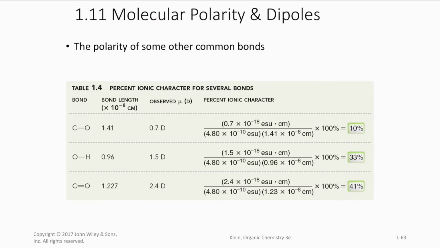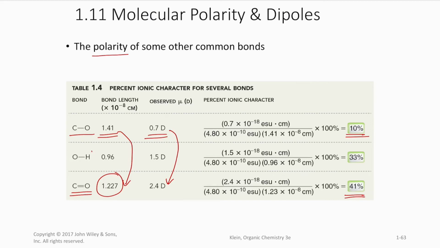Next, let's talk about the polarity of some other common bonds. For example, C–O has a bond length of 1.41. It has an observed dipole moment of 0.7. So when you calculate the percent ionic character, you get about 10%. But the C=O has a 41% character. The reason is the shortening of the bond length. That shortening of the bond length increases the observed dipole moment by fourfold, by 4 times.